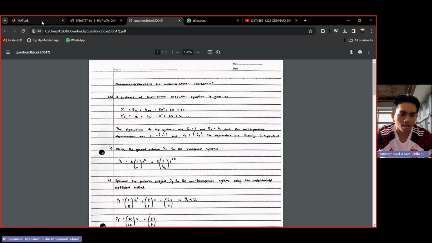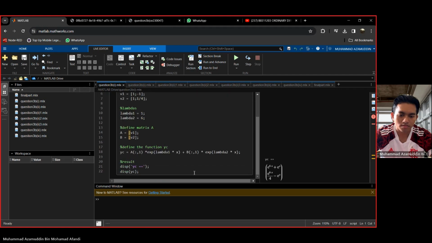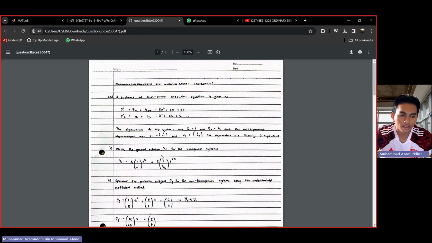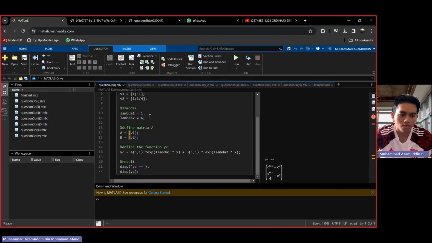In MATLAB, this is the result that I get. We should define x first and then put in the values of v1 and v2, and lambda 1 equal to 1 and lambda 2 equal to 6. And then we define the function of YC, and the result is like this.